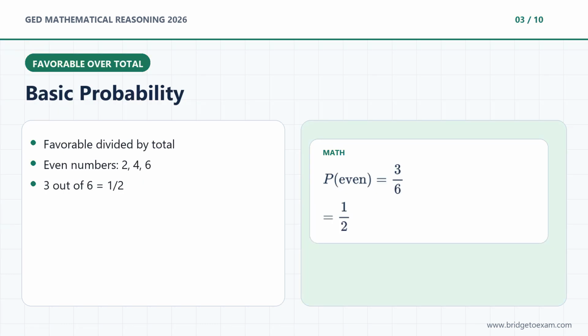Probability is the number of favorable outcomes divided by the total number of outcomes. Take a normal six-sided die. What is the probability of rolling an even number? The even numbers are 2, 4, and 6. So 3 favorable outcomes out of 6 total. That is 3/6, which simplifies to 1/2.